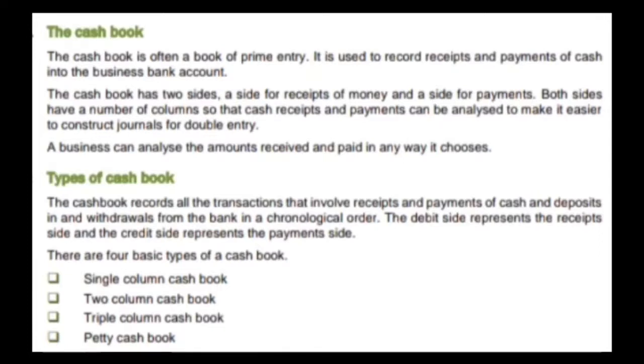3 column cash book means that purchase discount, cash payment, cash receipt, bank payment and bank receipt, and sales discount columns are given. So these 3 columns on each side are given. Then petty cash book. Petty cash book means to record the petty expenses.